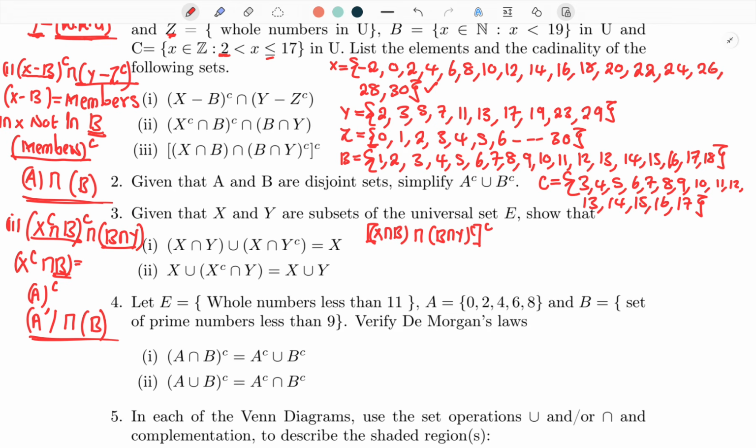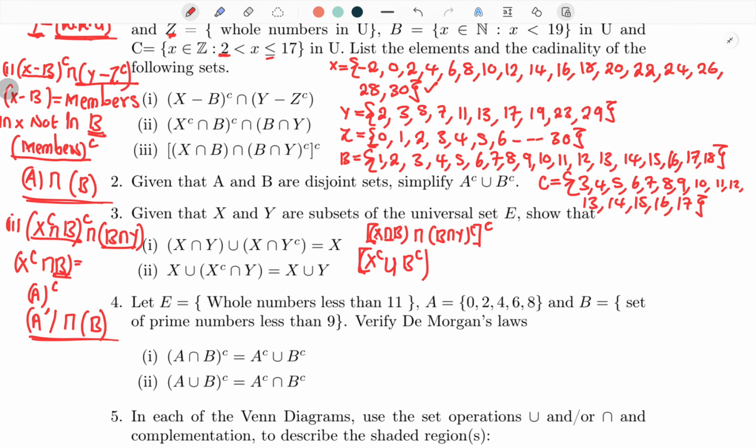We got to this particular question. Now, this question is also very simple. You just need to distribute the complement everywhere. So this complement exposed to X, you're going to remain with X complement. Complement exposed to the intersection remains the union set. Complement exposed to B becomes B complement.